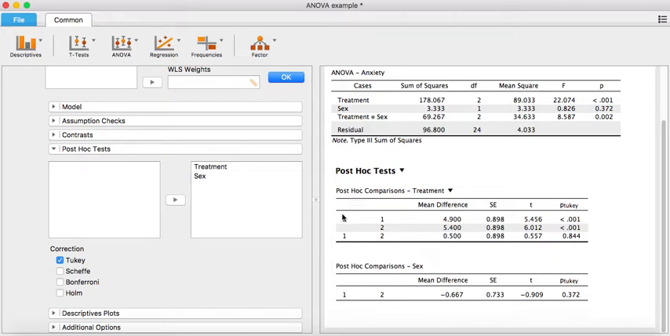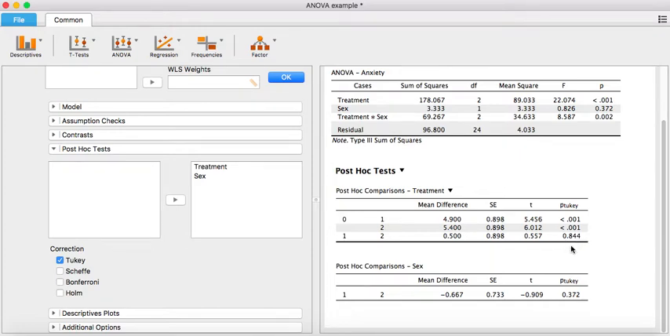So what this is telling us here, as far as treatment, when you compare the wait list and treatment 1, 5 milligrams, there is a significant difference in anxiety levels. We see the same thing when we're comparing the wait list to the second treatment, 10 milligrams. There is a significant difference in the means. However, when you compare treatment 1 and treatment 2, we see there is not a significant difference in the means.